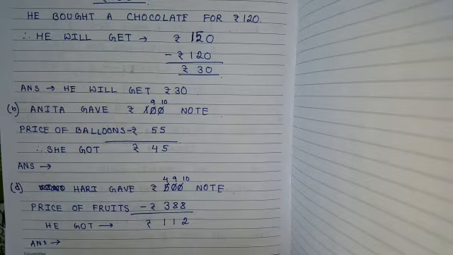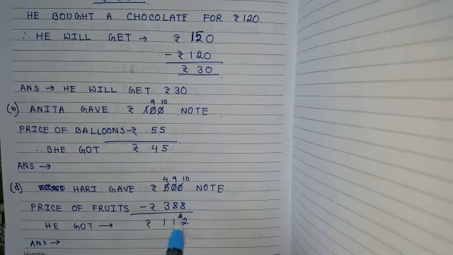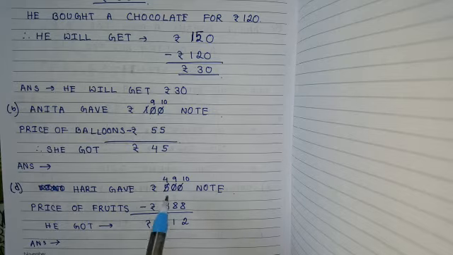Question number C is similar, so I am not doing it. Similarly do sum number D. Hori bought fruits for rupees 388 and gave a rupees 500 note. So Hori gave a rupees 500 note. Price of fruits rupees 388. So after giving the 500 note, he will get some money in return because he has given extra money. So if we subtract these two numbers, we will get the amount of money he got in return.